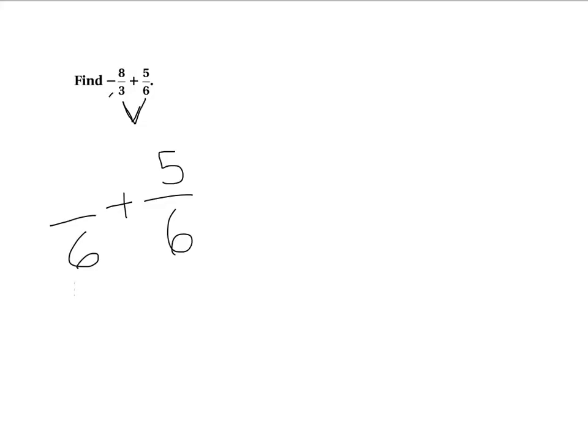6 divided by 3 is 2. 2 times 8 is 16. Negative 16/6 plus 5/6. As the last slide said, just use the same rules that you use for integers. I'm going to add negative 16 plus the 5 here. My denominator comes over, it's 6.